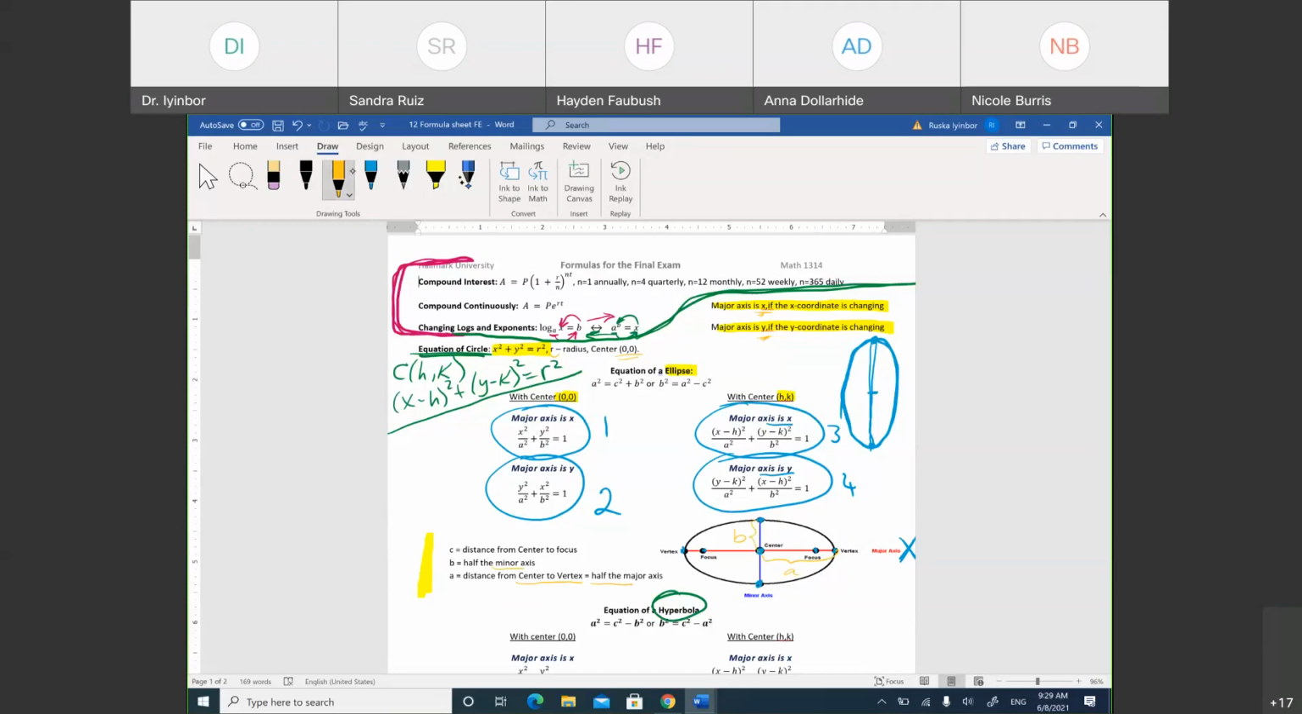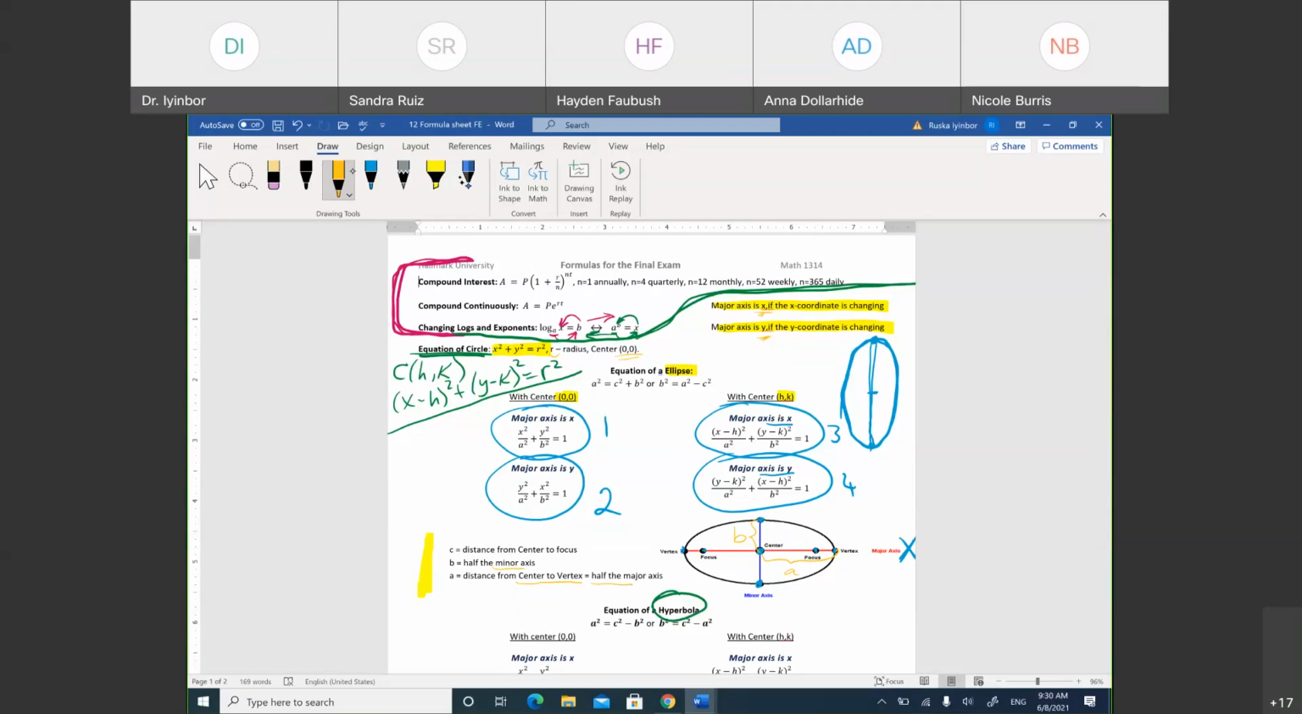Okay? So if you have a and b, you have everything to find the equation pretty much. Half of the major and half of the minor give you a and b, and you have a and b in the equation. If you have a and b, you're good to go. You'll find the equation.